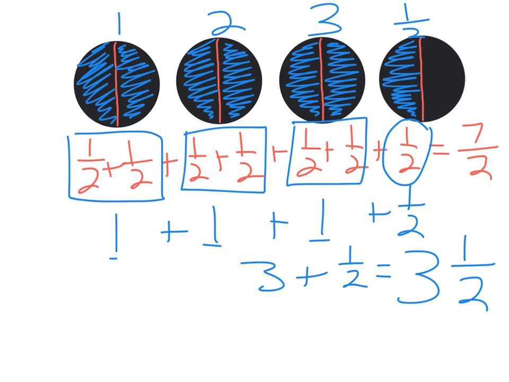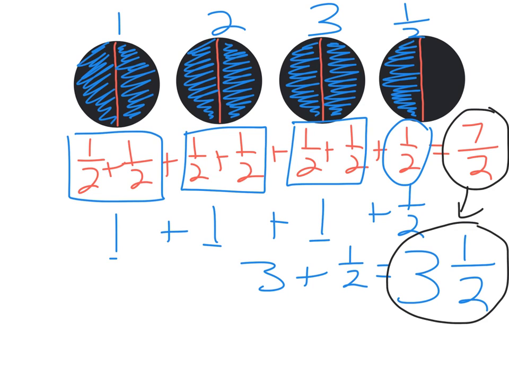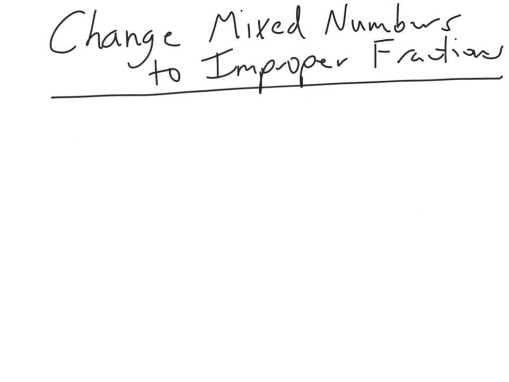The improper fraction of 7 halves that I'm circling here in black, and how that gets down to, and how we can directly change that into a mixed number and back and forth. All right. Now we're going to look at how we go back and forth between them. So, changing a mixed number into an improper fraction.